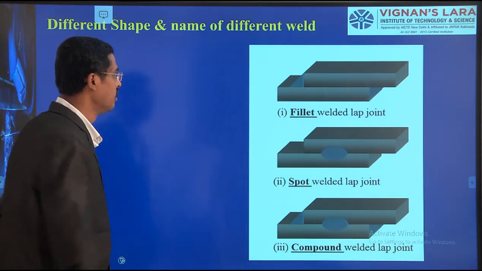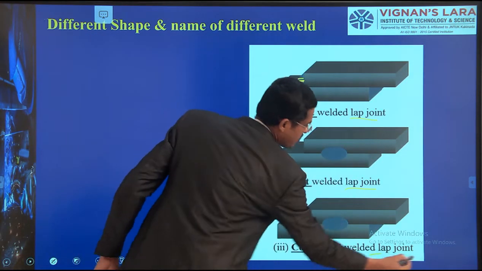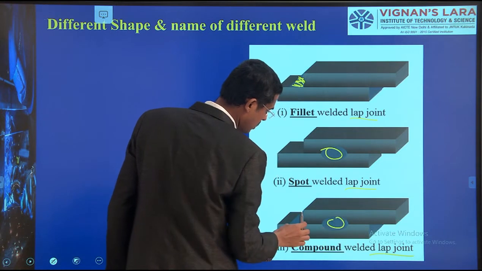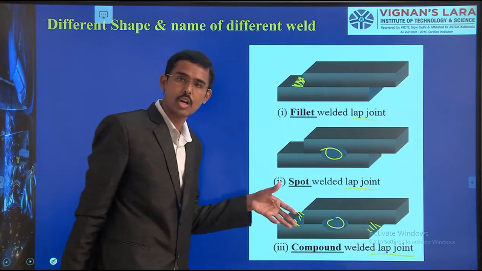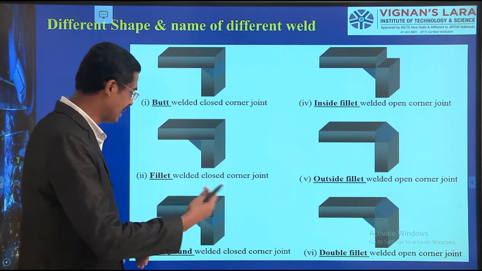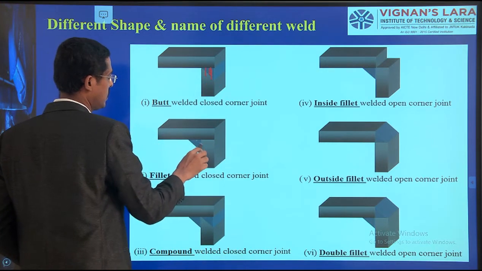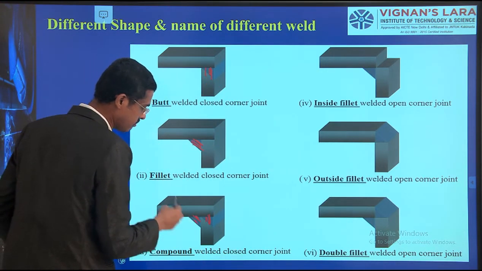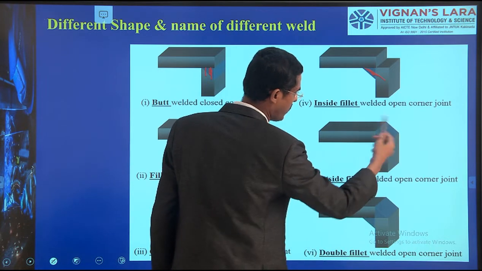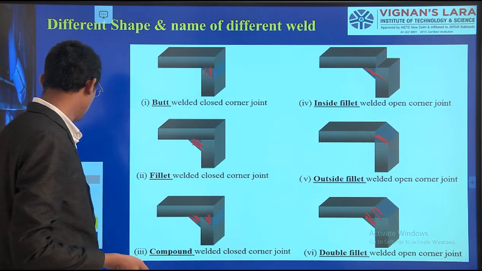So similarly for the fillet weld, what I am doing here, the fillet. Lap joint is there, but I am doing the fillet weld. Here is the spot weld. Here also spot plus fillet. So what does it become? It becomes the compound weld. Two processes are together. So these are some other ideas of compound weld in the closed corners. Closed corners here, the butt. Here the fillet. Here the butt and the fillet. So here open corners, so fillet, here also the fillet. Both conditions we have done. So similarly these things can happen.